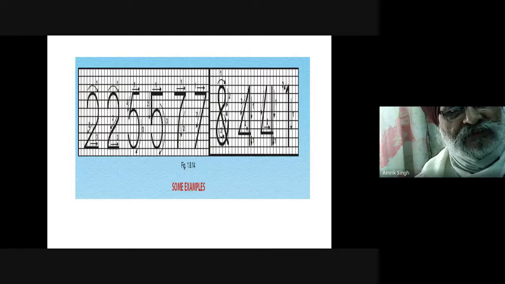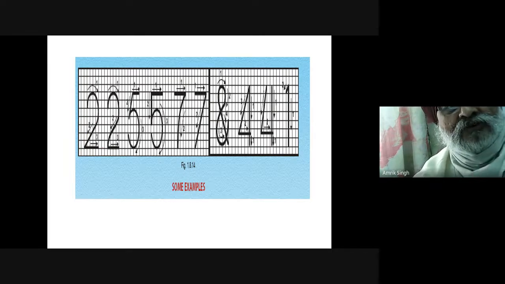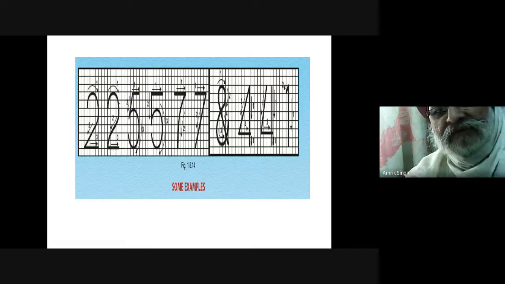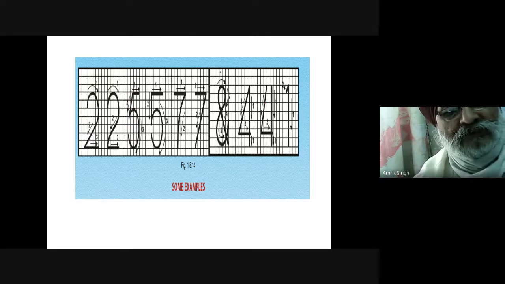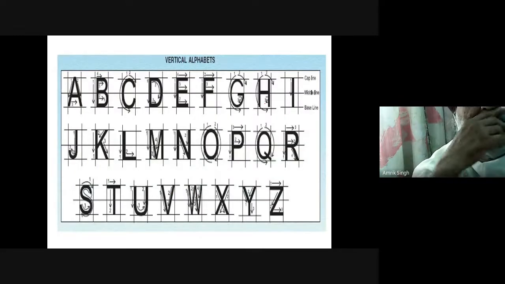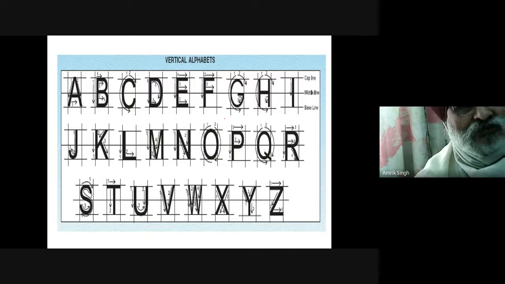So these are some of the examples you see. He has written 2. So he has started from here. So from here up to here, then like this, from here second, and then third. So you see, so this will be made properly. Similarly, the 4 you can write either this way or this way, this way or this way. Okay. So these are some of the examples. So these are the vertical alphabets. Okay, capital alphabets.